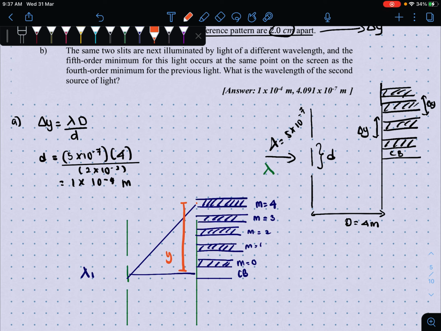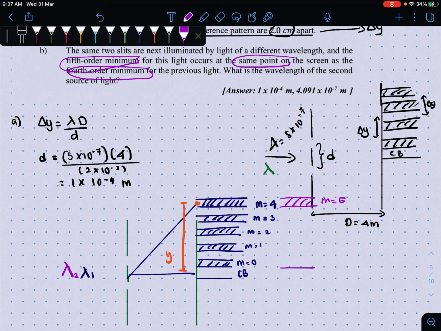This is where I get my fourth order minimum. So now let's say when I change my light to my second wavelength, lambda 2, which is unknown. What happened here is I'm going to get my fifth order minimum on the same point as the fourth order minimum. So now when you change to lambda 2, at this fourth order minimum, what you actually get to see is a fifth order minimum, m is equals to 5.